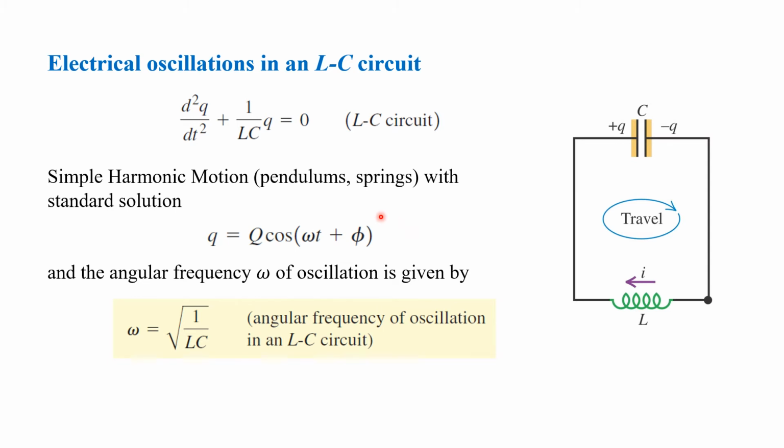Now the standard solution for this one is given by this equation here. Solving for Q, you have Q is equal to Q_max times cosine(omega t plus phi), where here your omega is your angular frequency of oscillation, that is given by omega equal to the square root of 1 over LC.